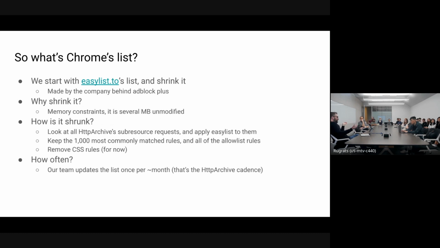How do you find the most popular rules? You go to the HTTP Archive, do a big query, and look at every single sub-resource request, and then match it against the list and see which comes up most often. That's what we do. We take the top 1,000. We add all the allow list rules to prevent breakage, and we remove the CSS rules for now. And we do that monthly because HTTP Archive updates monthly. And that gets shipped out via the component updater in Chrome.